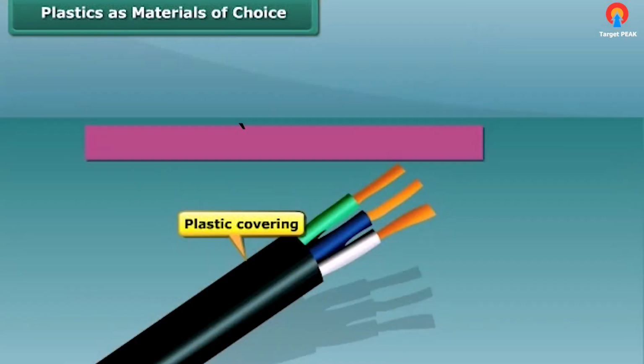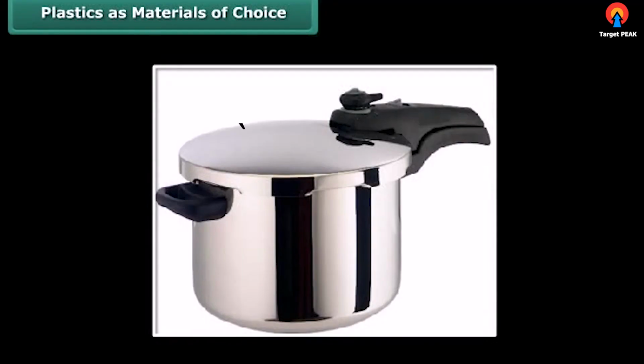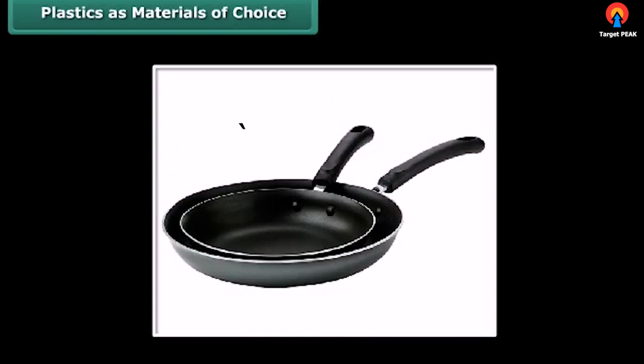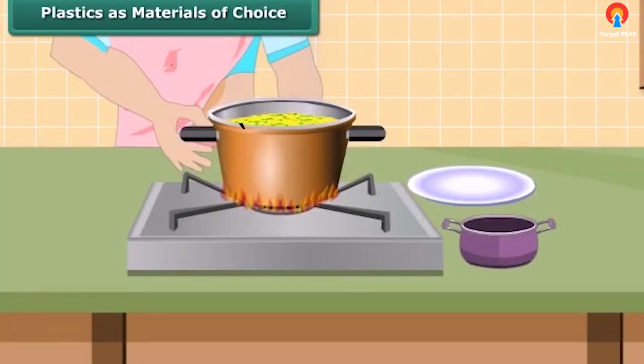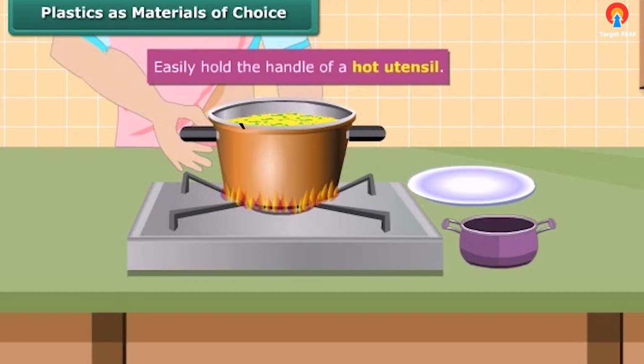Since plastic is a poor conductor of electricity, the electrical wires have plastic covering. Did you ever notice that the utensils which are used for cooking have plastic handles? Plastics being poor conductors of heat, we can therefore easily hold the handle of a hot utensil.